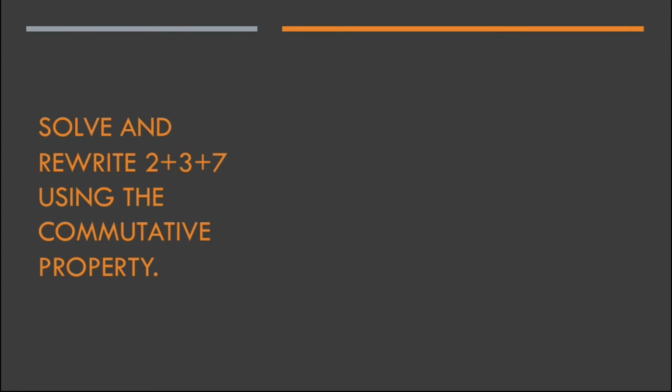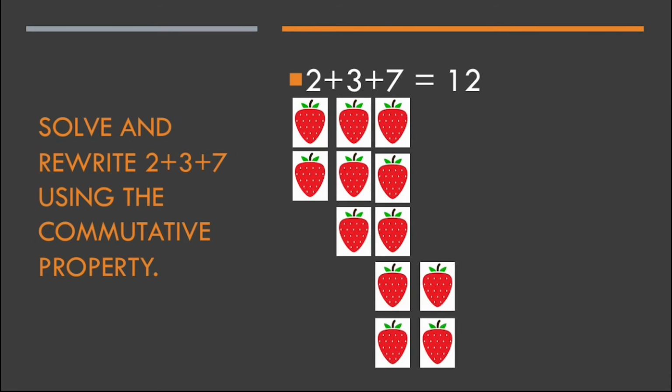Our next problem is solve and rewrite 2 plus 3 plus 7. The commutative property can be used for addition and multiplication. First, we can solve 2 plus 3 plus 7. It equals 12.